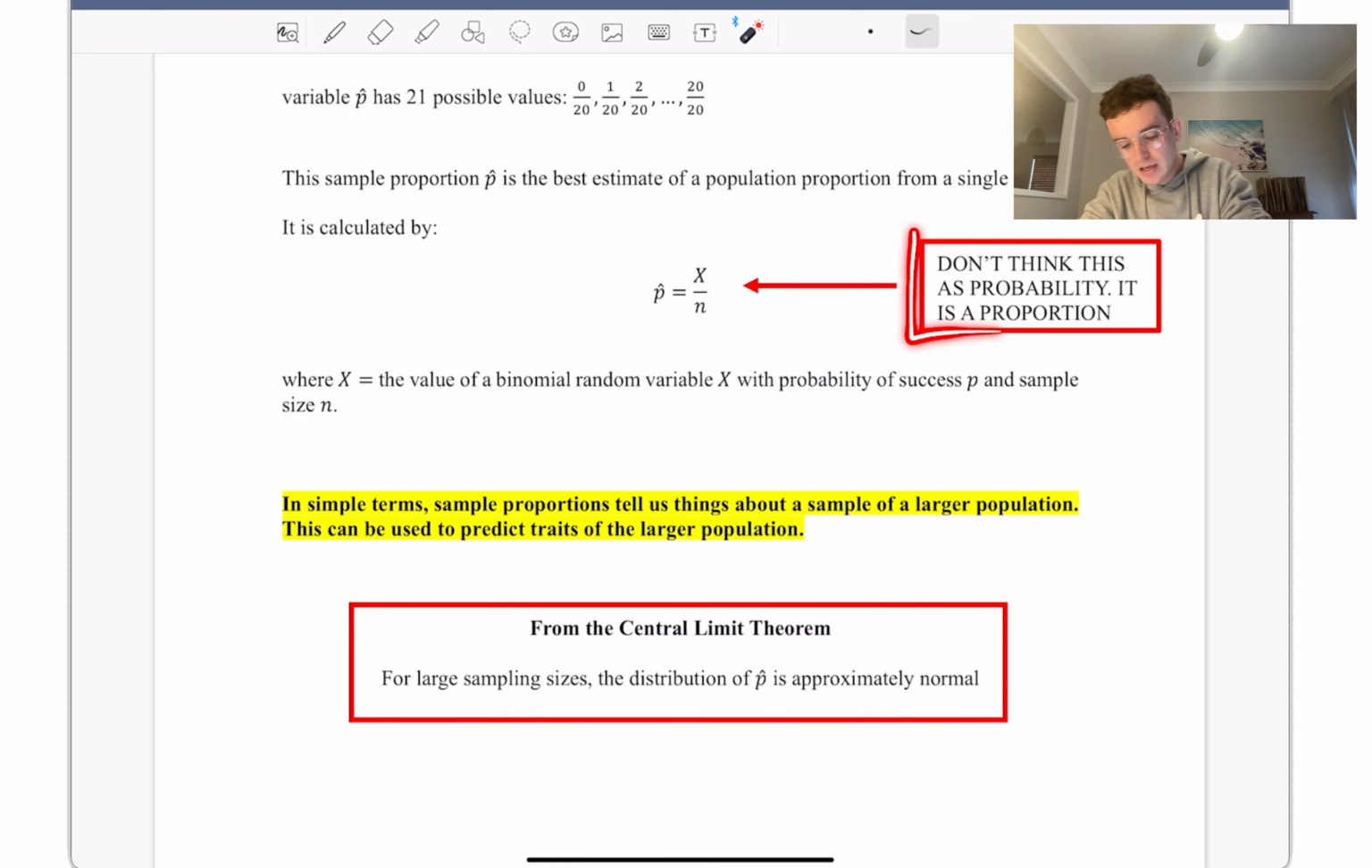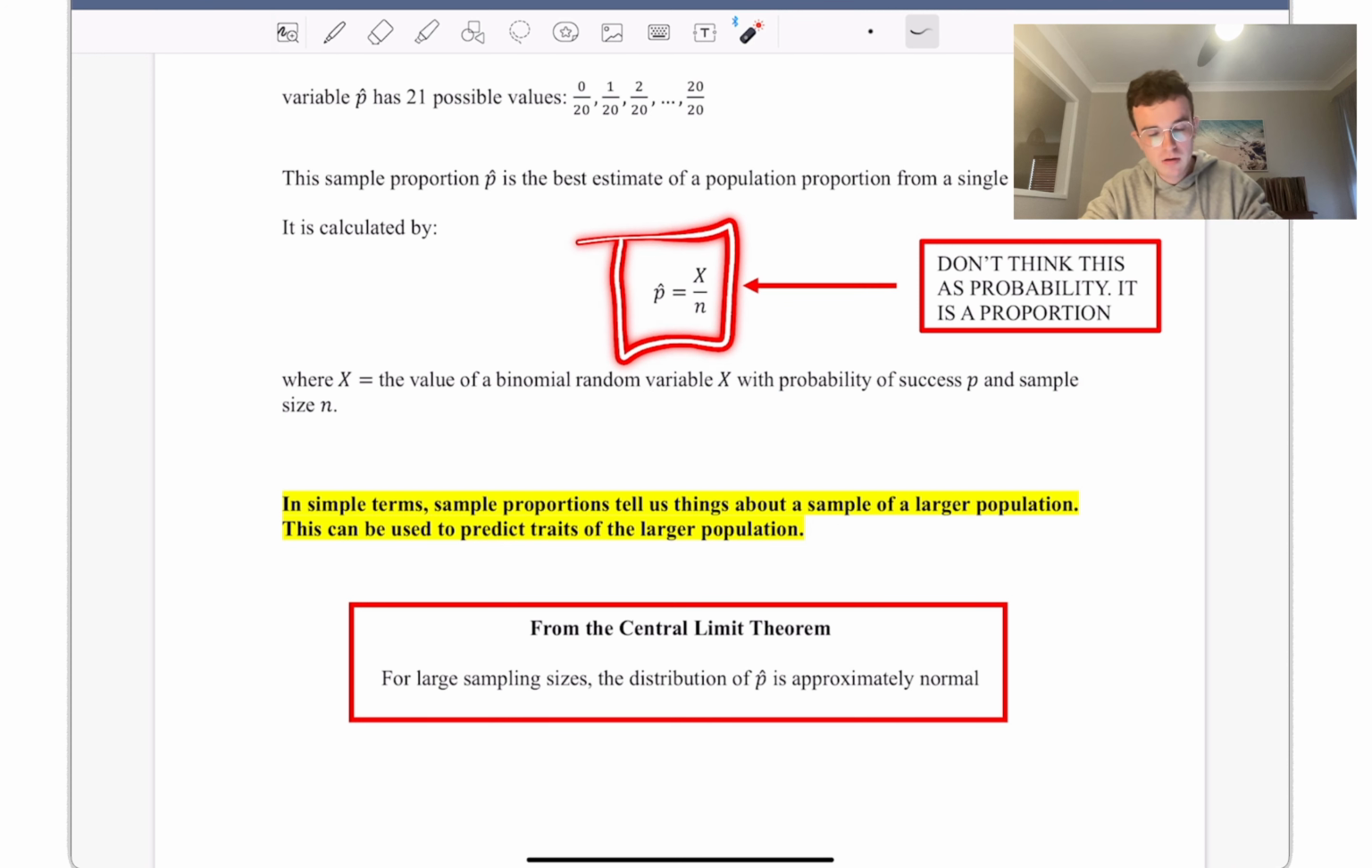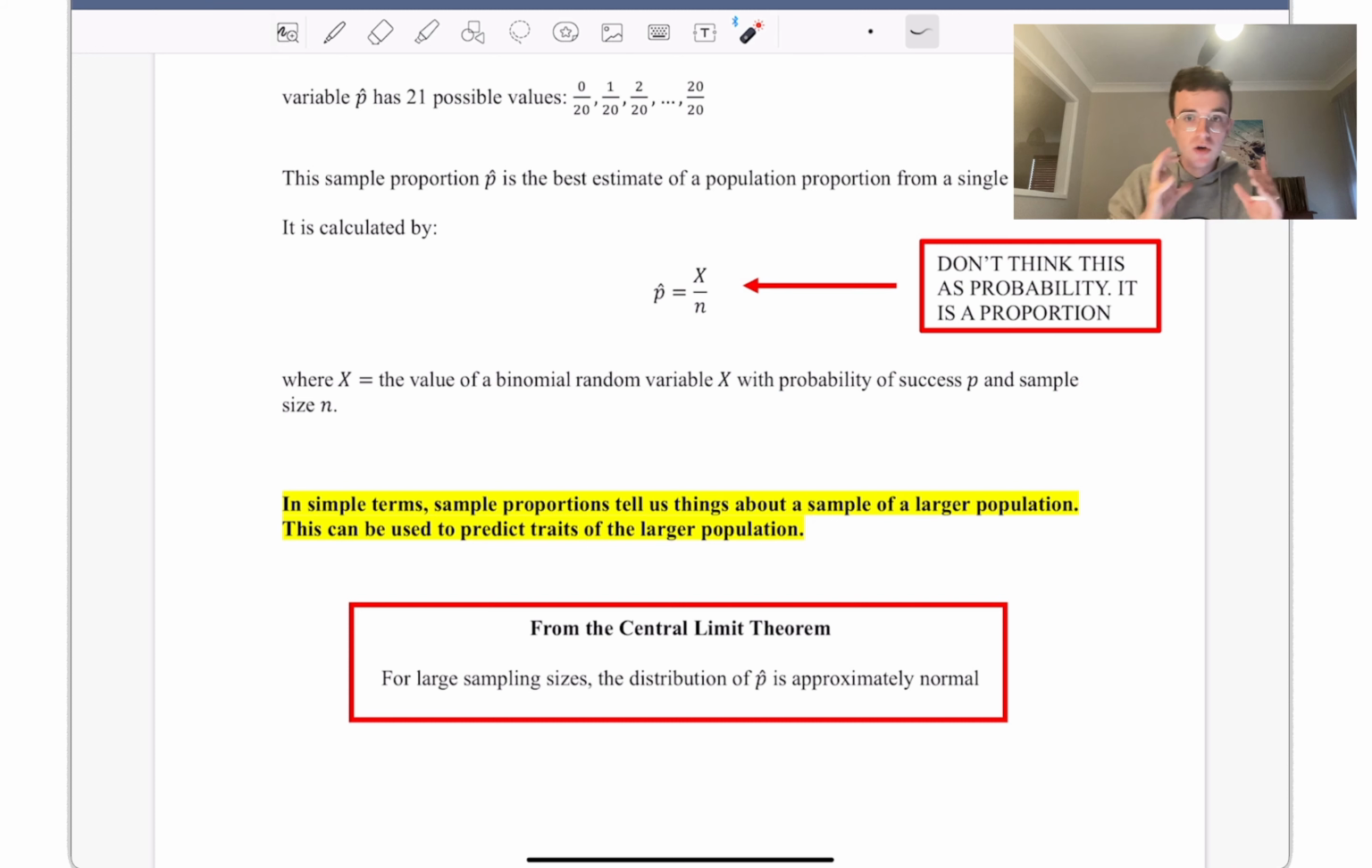Now, please don't think of this as a probability. Yes, it kind of is a probability, but if you get it in your head that it's a probability, you're going to get confused, because later on we're going to look at the probability of proportions, and then if you think you're looking at the probability of a probability, it's going to sound confusing. So think of it as a proportion, not a probability.